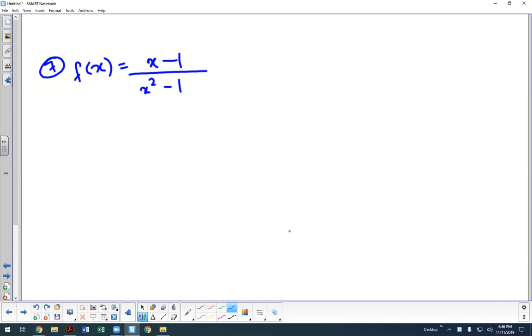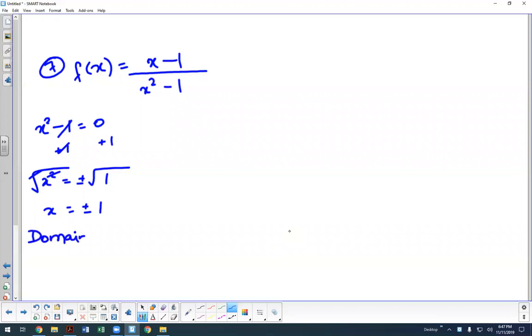Okay. So if we take our denominator and set it equal to 0, it should have plus or minus 1, right? As far as the domain of this function goes, I cannot use positive 1 or negative 1. So domain will go from negative infinity to negative 1. It will go from negative 1 to positive 1. And it will go from positive 1 to infinity.